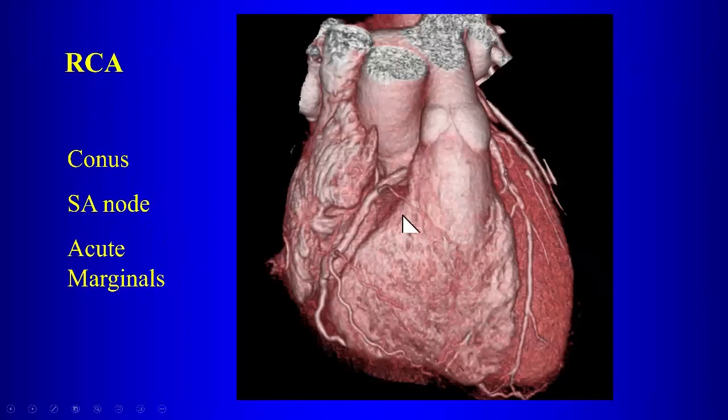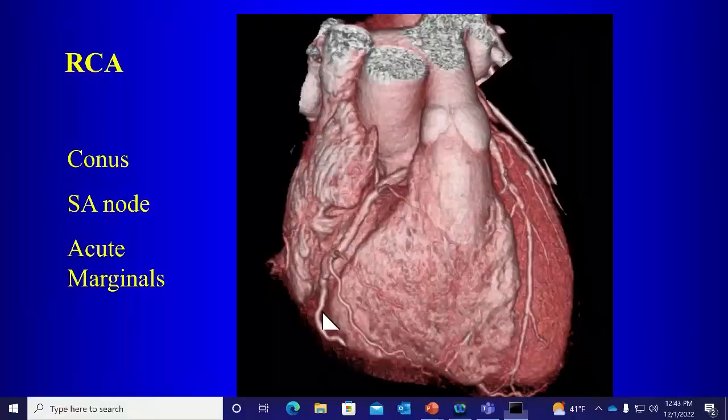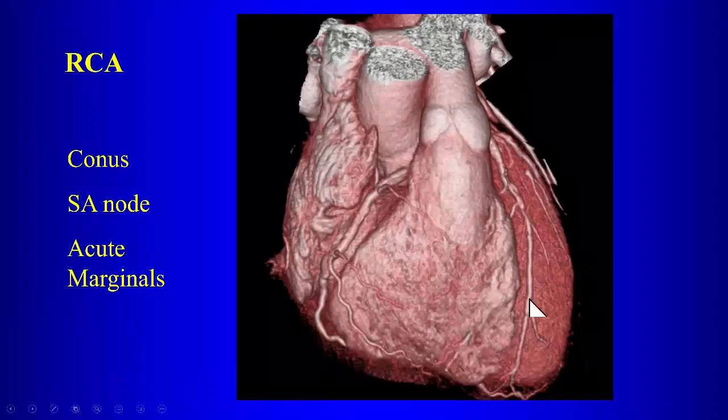So as we're looking at this volume rendered view now, we have the right coronary artery coming around here in the right atrioventricular groove. We have this branch going back posteriorly. That's going to be the SA nodal branch. This guy coming anteriorly is going to be the conus branch. Look how close it is to the LAD. That's why you can develop collaterals there. Okay, those are acute marginal branches.